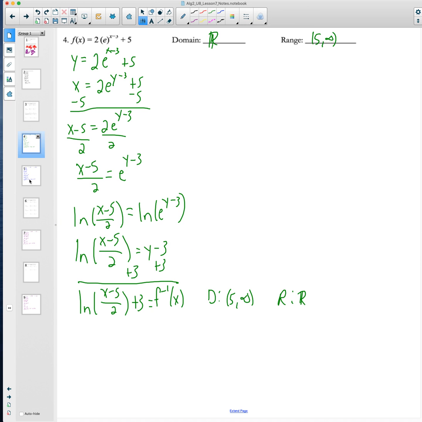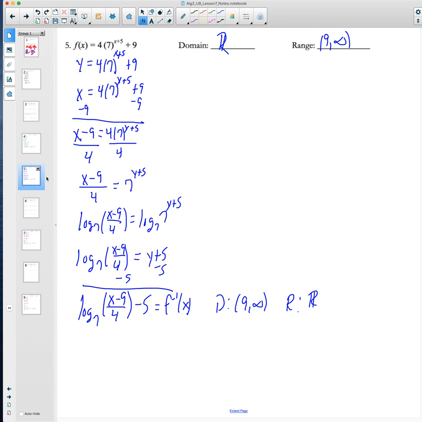All right, so let's take a quick peek at number 5. The range for all exponential functions is all real numbers. We know the range would be from the horizontal asymptote and up, so 9 to infinity. So let's flip our domain and our range. So we'd have x equals 4 times 7 to the power of y plus 5, plus 9.